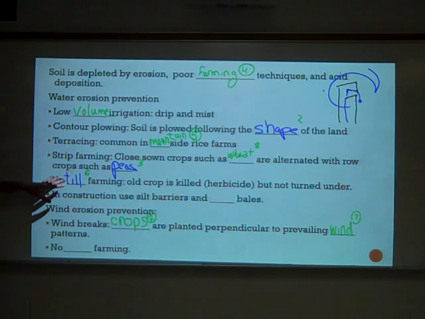A lot of times they'll kill the old crop and then just poke the seeds down through the dead plants that are still there. Or if it's an annual crop, they'll leave the old crop in place rather than tilling the soil. What they have to do is push the seeds down through that level to do so.